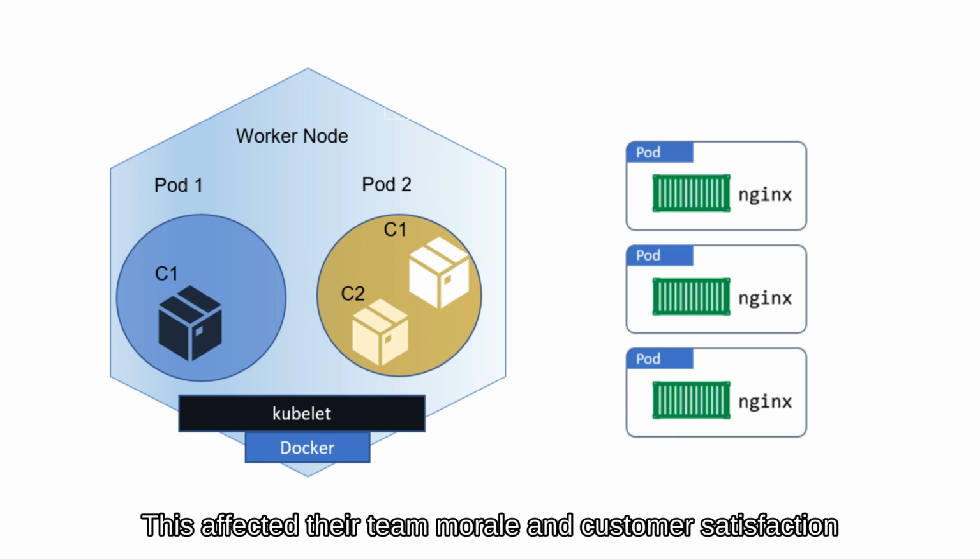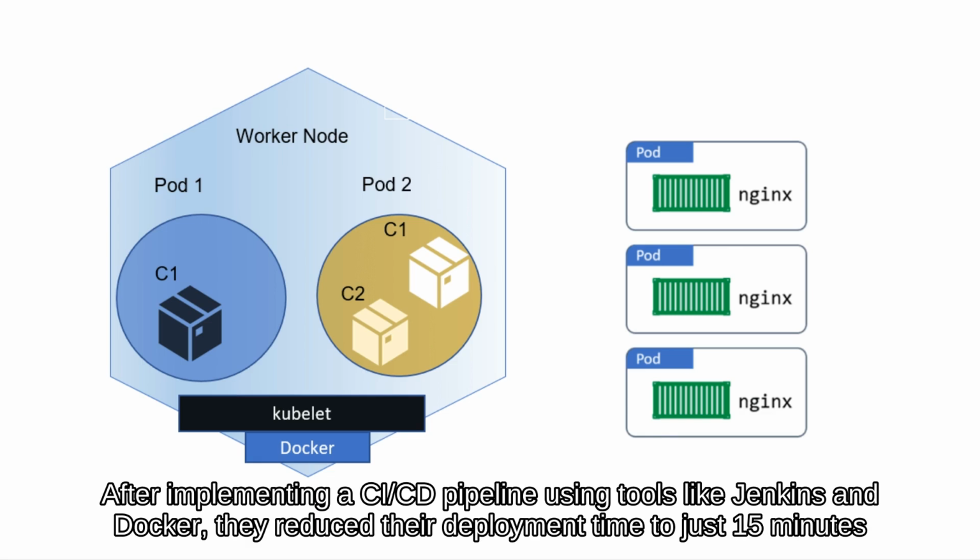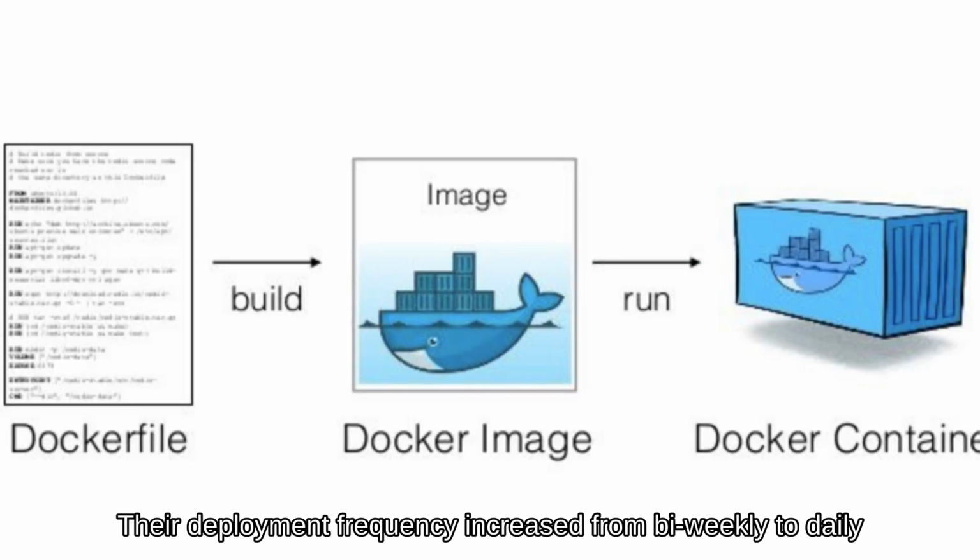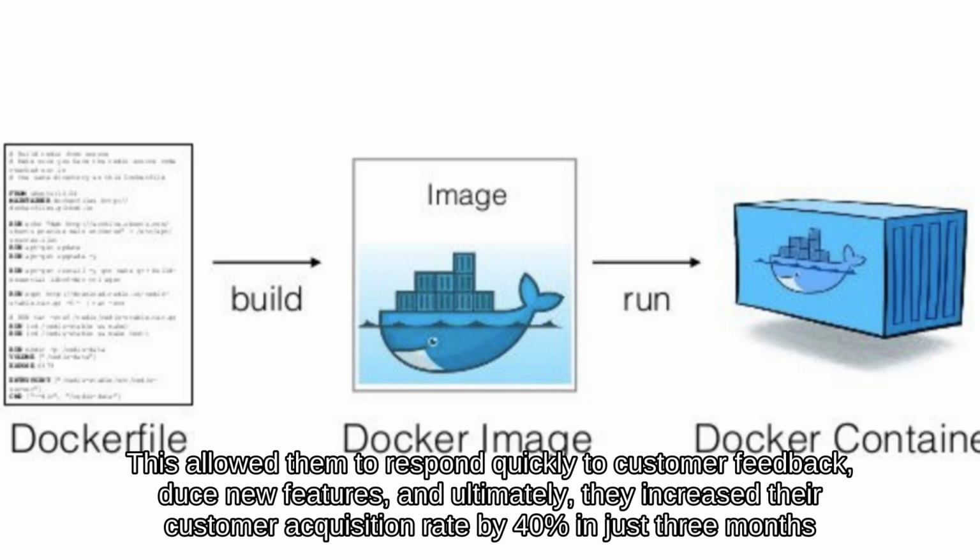After implementing a CI/CD pipeline using tools like Jenkins and Docker, they reduced their deployment time to just 15 minutes. Their deployment frequency increased from bi-weekly to daily. This allowed them to quickly respond to customer feedback, to try new features, and ultimately, they increased their customer acquisition rate by 40% in just 3 months.